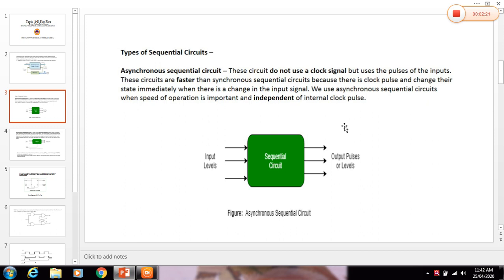So as compared to other circuits, these are comparatively faster, as we are not using any kind of clock pulse over here. We just give an input and we instantly get an output. These are asynchronous sequential circuits.